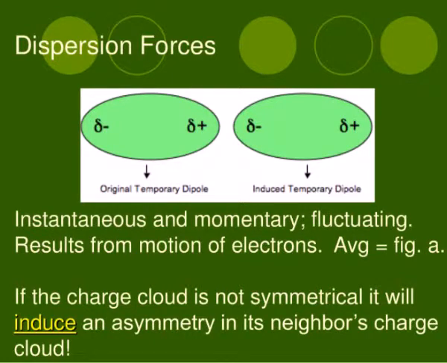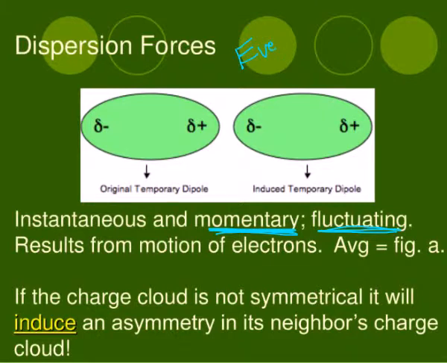The first one, dispersion forces. They are instantaneous and momentary, which means they fluctuate. They result from motions of electrons. What this figure is showing you, you can write down now because it's talking about those dispersion forces. If the charge cloud is not symmetrical, it will induce an asymmetry in its neighbor's charge cloud. That's what I want you to write down for London dispersion forces in that space provided.